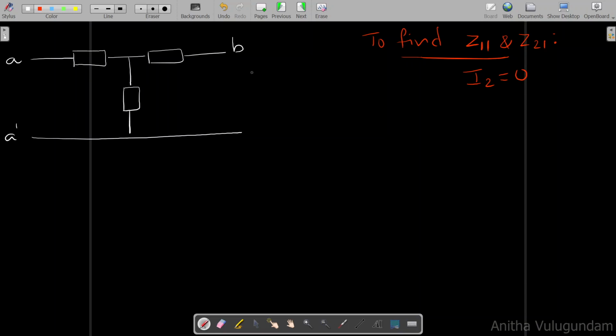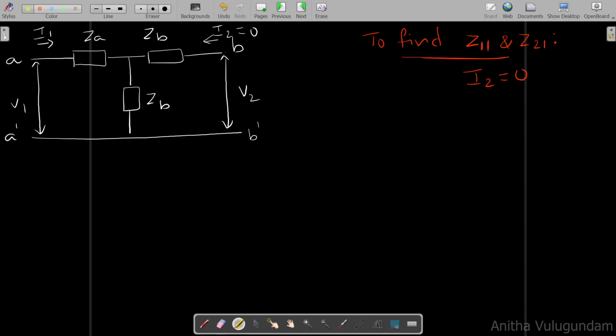A dash, B dash, this is V2, V1, I1, I2, and impedances ZA, this is ZB, this is ZC. Okay, when I2 equal to 0, what happens here?